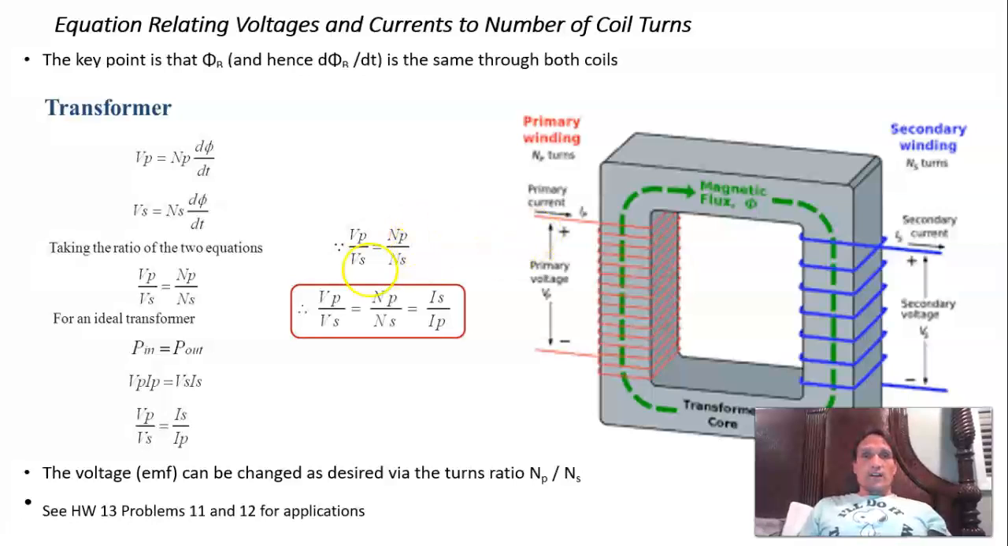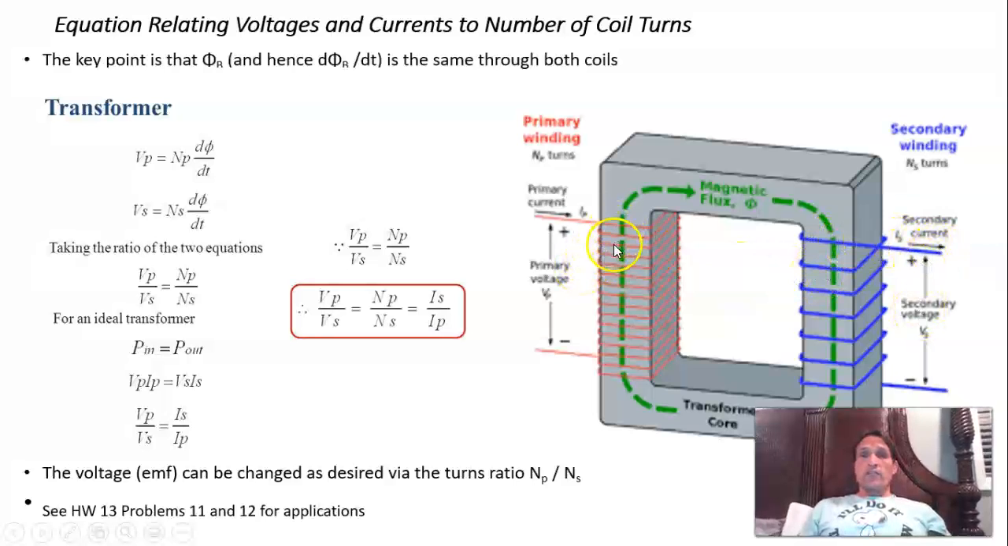What that says is that the ratio of the number of turns in the primary coil to the number of turns in the secondary coil is equal to the ratio of the voltage here to the voltage here. As an example, let's suppose the number of turns in the primary coil is twice the number in the secondary. So Np divided by Ns would be 2. That means Vp would be 2 times Vs. In other words, the voltage output would be half of the voltage input.